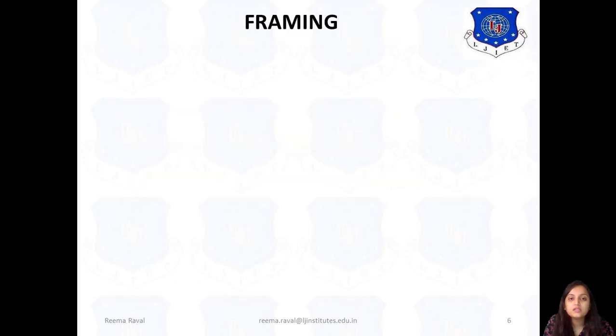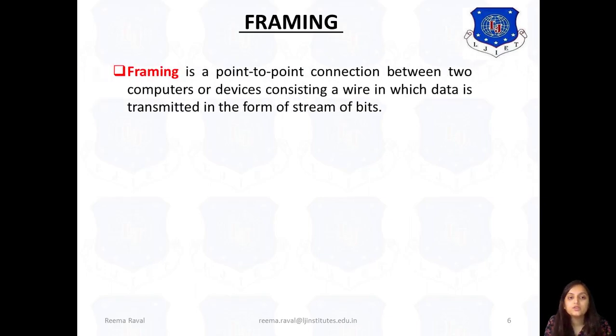Now let us consider the next topic, that is framing. Now as we know, in the data link layer the data are in terms of frames. That means whatever data it receives in terms of packets is to be converted into frames, right? So let us define framing first. Framing is a point-to-point connection between two computers or devices consisting of wire in which data is transmitted in the form of a stream of bits.